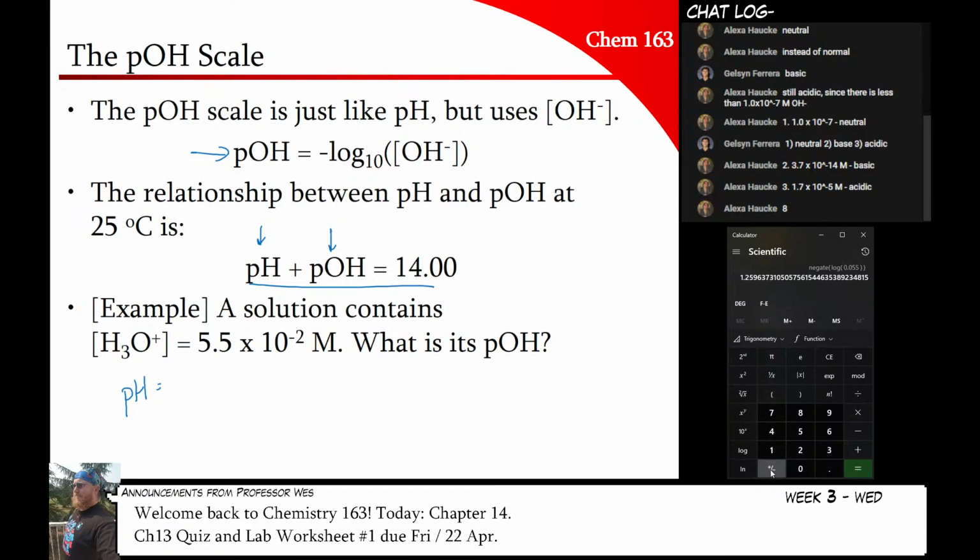So that's 1.259, so 1.26. And then I'll just say, okay, well, pH plus pOH equals 14. So I'll just do 14 minus this number. That's not 14. That's... There you go.